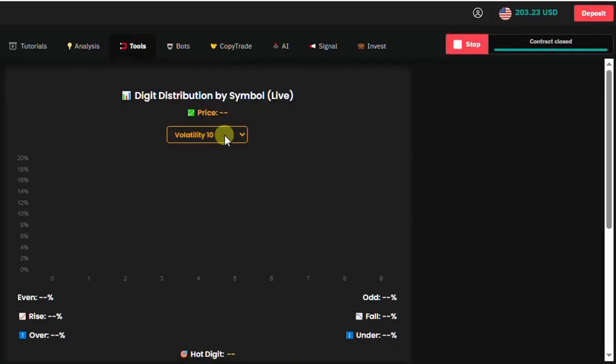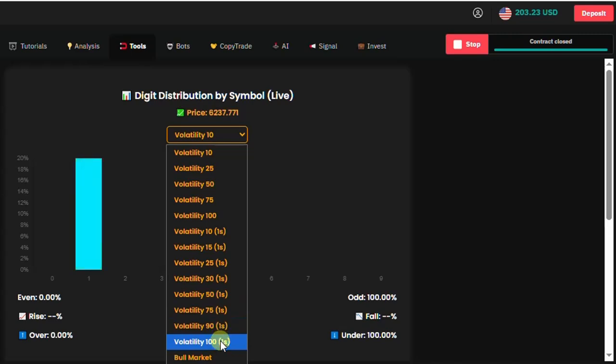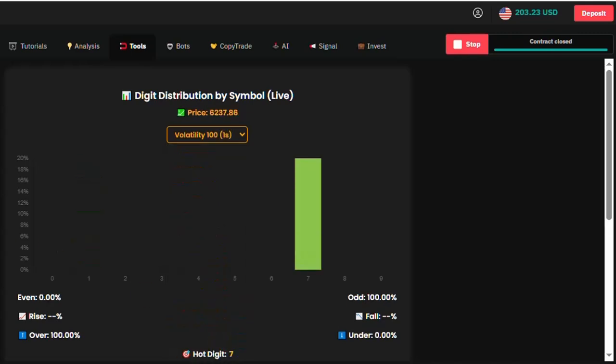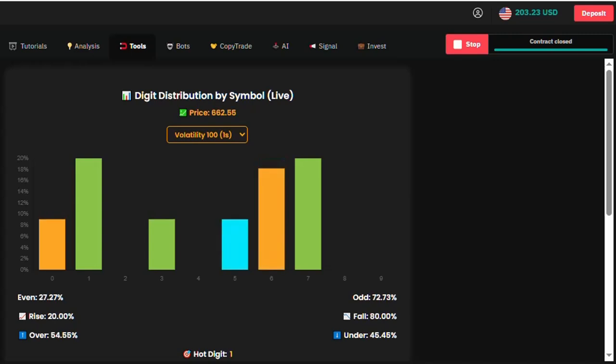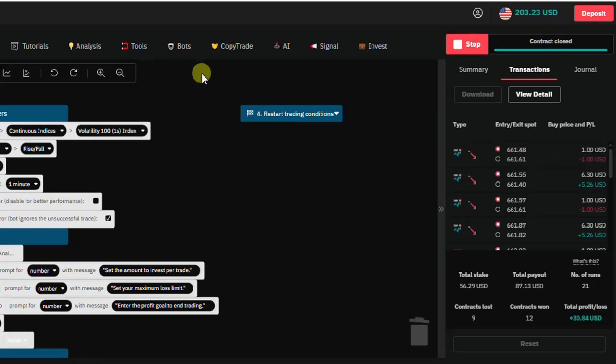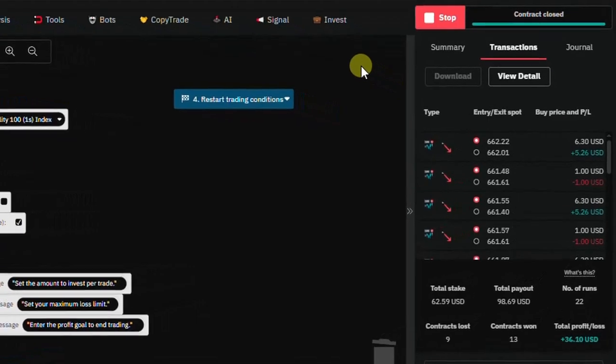Okay, so let's see whether we are still falling. And you can see, like I told you, fall is still at 83, 85. So that market is still falling. We continue running the bot. You can see fall at 76, 78, 80. So the bot is still running. There again, $6, we've gotten $5.26.